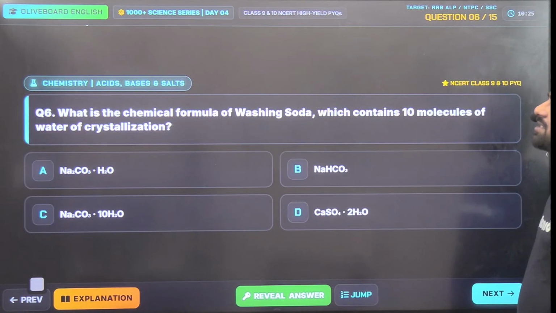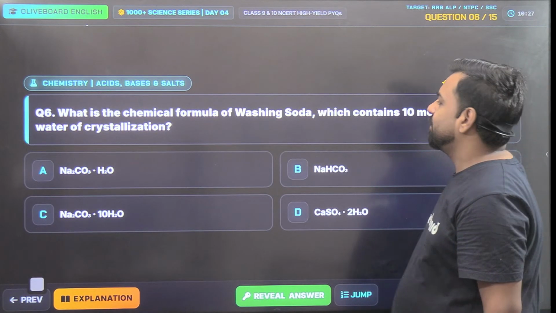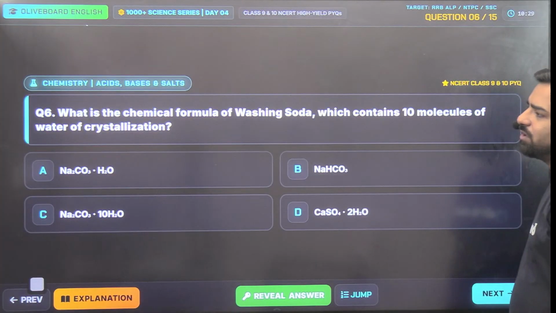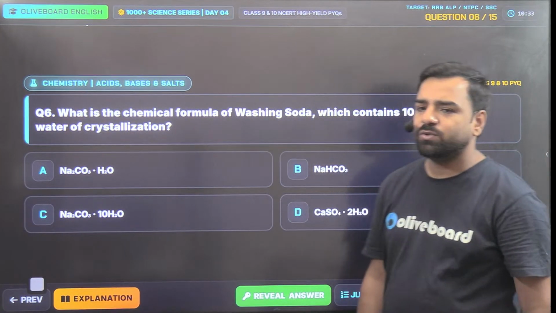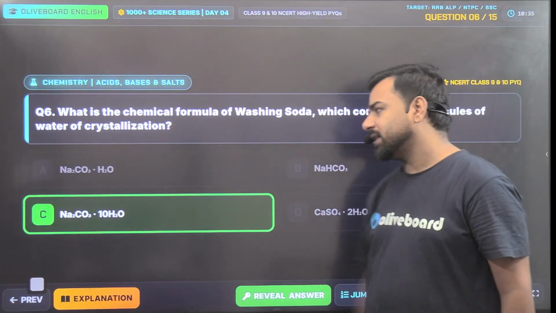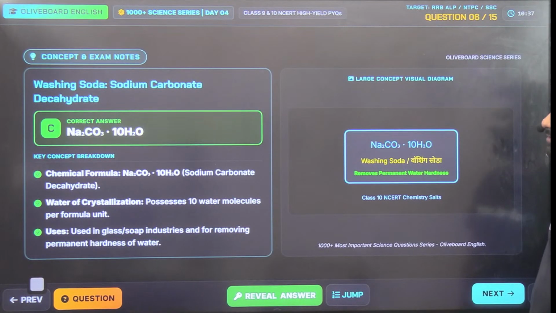The next question is here. What is the chemical formula of washing soda which contains 10 molecules of water of crystallization? So we know it's sodium carbonate. So Na2CO3.10H2O. I won't take any time here. C is the correct answer, right?